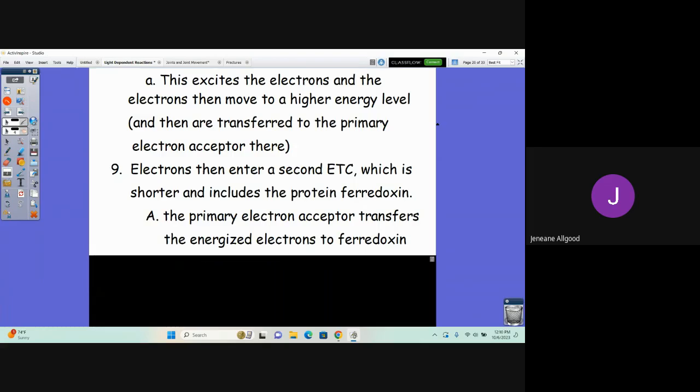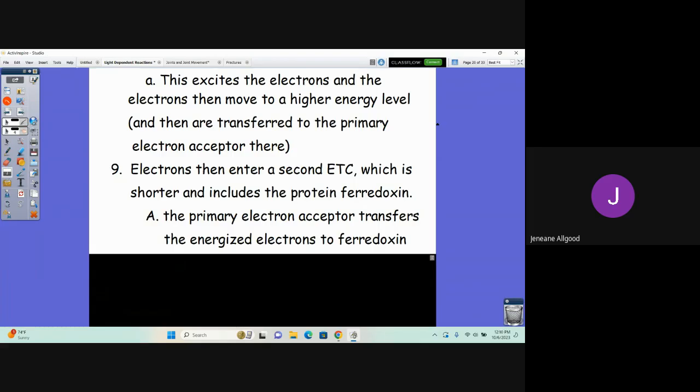All right. Primary electron acceptor is going to transfer these energized electrons to ferredoxin. So this is kind of what this second electron transport chain looks like. We have those excited electrons, and they're going to get passed to ferredoxin, and then they're going to get passed to an enzyme called NADP plus reductase. But look at where my hands are. Are they as low as when I went through the first electron transport chain? No, they're about halfway down.